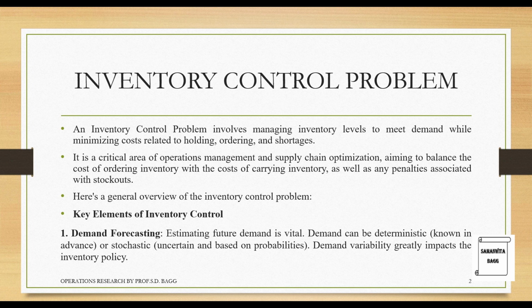One is deterministic, when you know how much to order in advance, and there's something called as stochastic, that is when you don't know what will be the demand. So it is an uncertainty and it is based on probabilities. So you just make a guess that okay, we are going to sell these many number of products in this quarter. Demand variability greatly impacts the inventory policy. So whatever inventory policy you make, it will all depend on the demand variability that is there in the market.